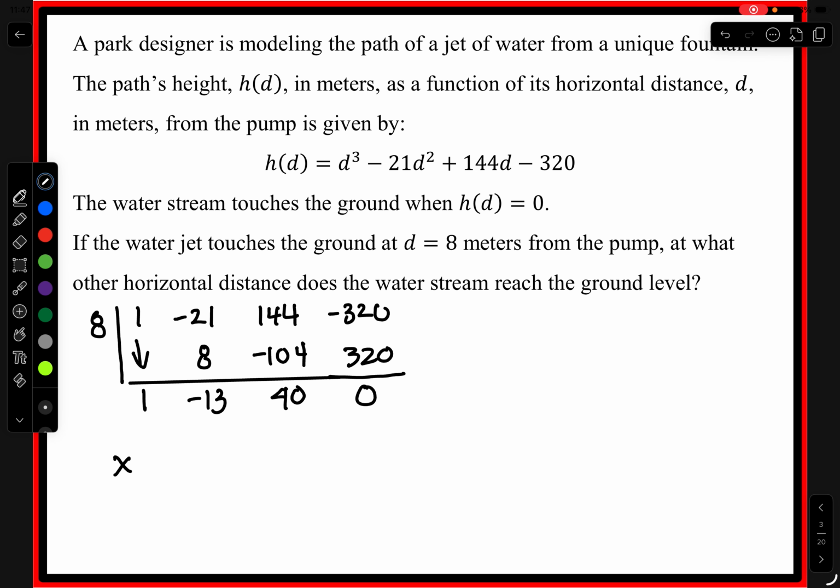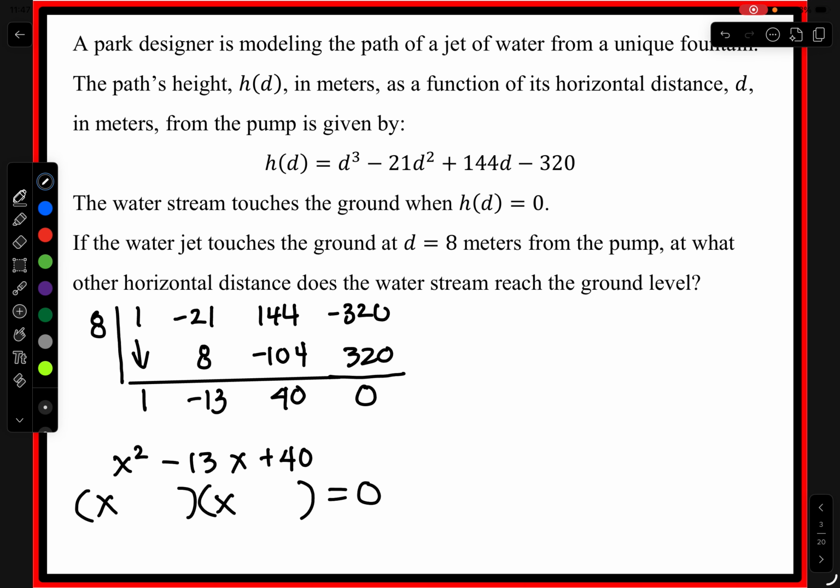So now with this quadratic, x squared minus 13x plus 40, hopefully this can be factored, and we can find what's going to make those factors equal to 0. That's going to help us find the remaining two places where this stream is going to reach ground level. So the horizontal distance, okay, here.